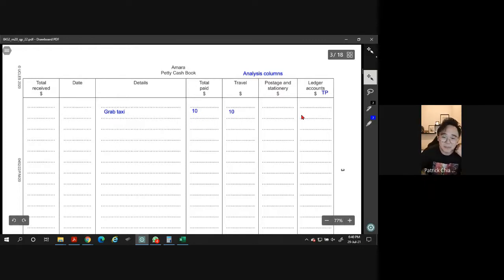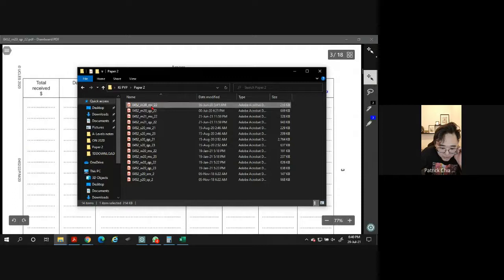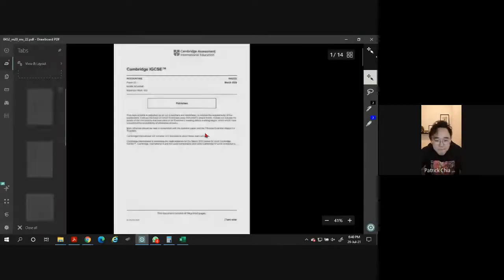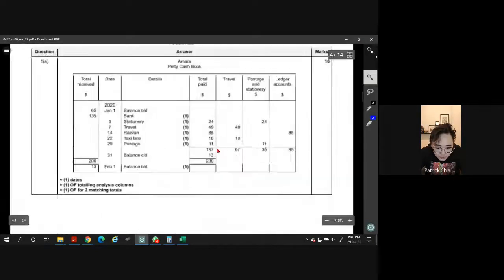Just look at the marking scheme. Okay, look at the marking scheme. You follow how they give the marks. Maybe I should open up the marking scheme and show you guys. MS22. Okay, let's see.